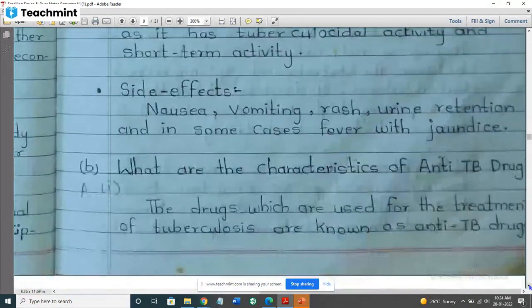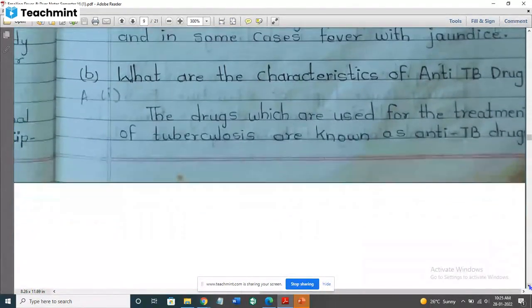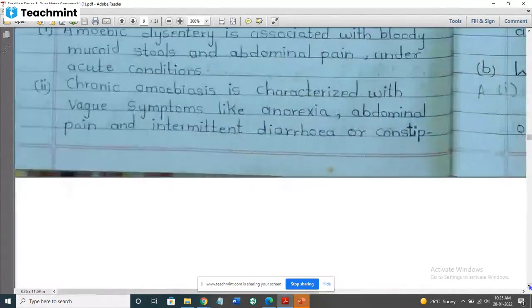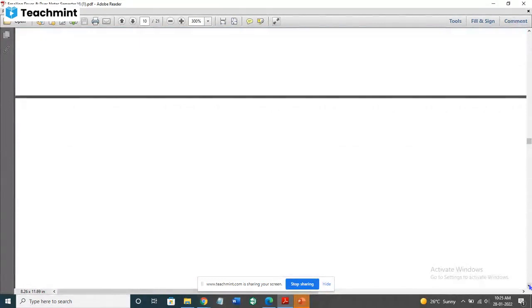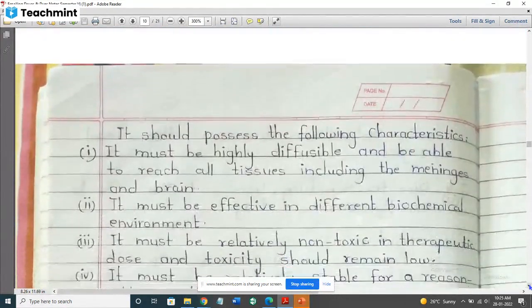Next: what are the characteristics of anti-TB drugs? TB is tuberculosis. The drugs used for the treatment of tuberculosis are known as anti-TB drugs. They should possess the following characteristics.